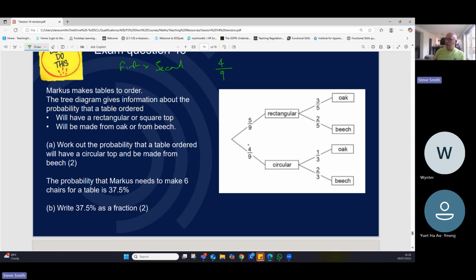4/9. That's the first occurrence. Look, and we're going to multiply it by the second occurrence. So when we get down the tree here, that it's going to be made from beech. 2/3.